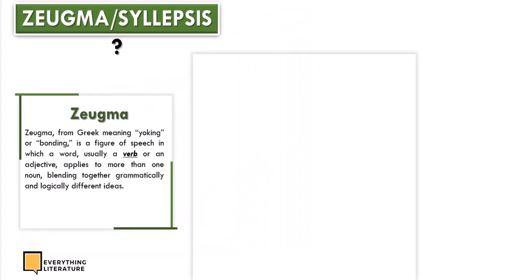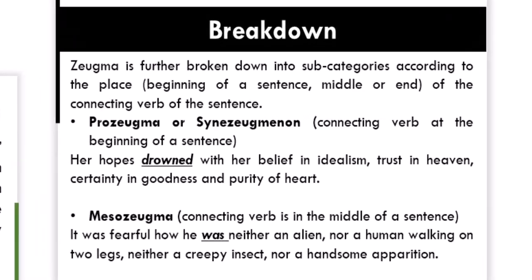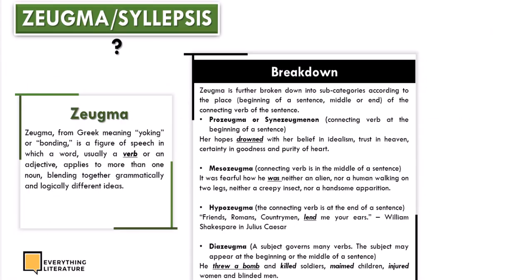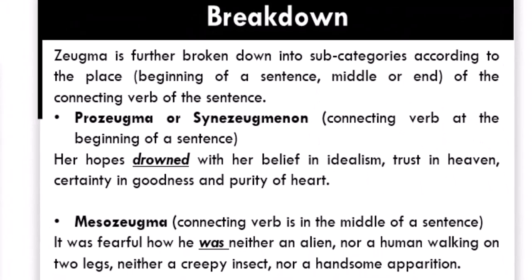Okay, so let's break it down for a comprehensive understanding. Zeugma is further broken down into subcategories according to the place of the connecting verb in a sentence. Is it occurring at the beginning of a sentence, middle, or at the end? So we have prozeugma, which has to do with connecting the verb at the beginning of a sentence. Take a look at this. Our hopes drowned with a belief in idealism, trust in heaven, certainty in goodness, and purity at heart.